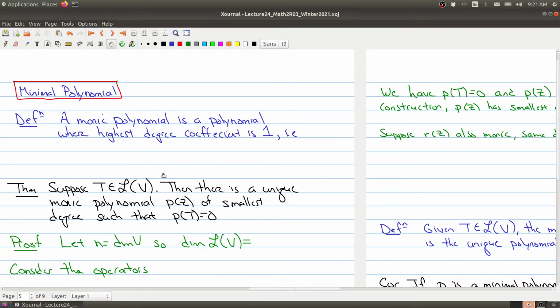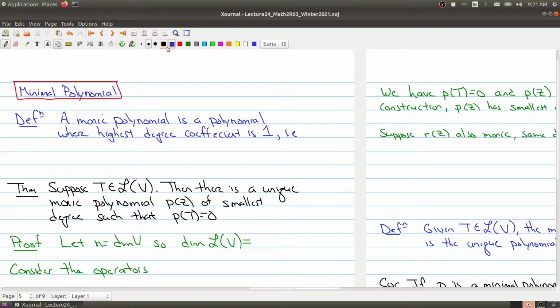Hi, and welcome to part 3 of lecture 24. So in parts 1 and 2, we talked about the characteristic polynomial of a linear transformation or a linear map. And in this part, we want to introduce what's called the minimal polynomial.